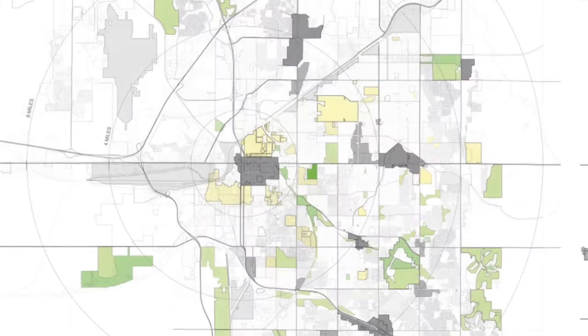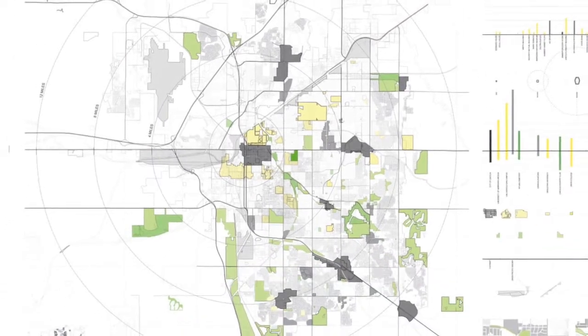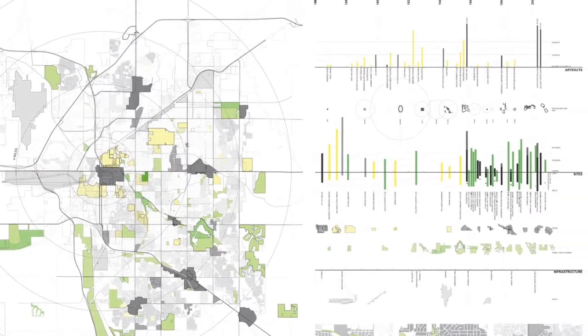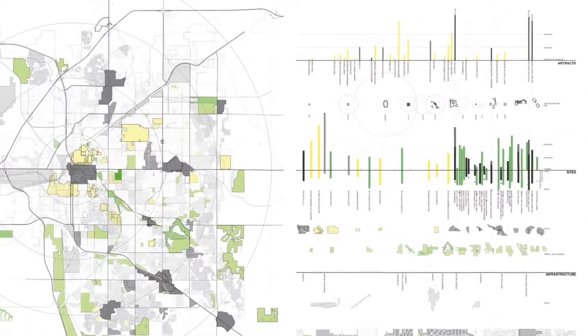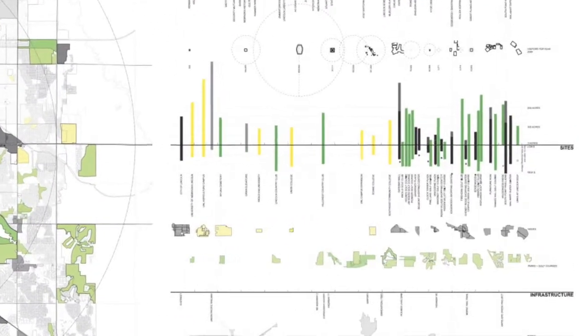Research begins with multiple mappings of Lincoln that expose a number of important conditions, which are then used as the basis of cutting-edge design proposals. For example, in this mapping, we traced Lincoln's outward expansion, finding that Lincoln's horizontal growth explodes after 1960, when bigger and more numerous developments such as shopping malls are constructed in the periphery.